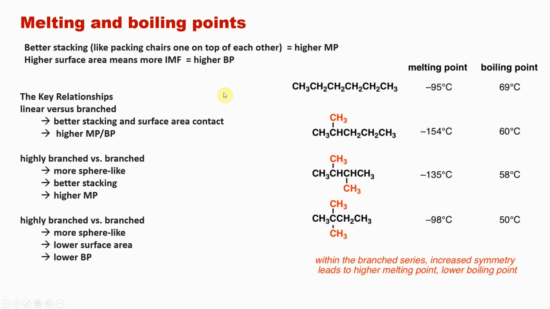Now the slide looks a little bit confusing here, but it's very simple. We are going to look at the melting and boiling point trends. Generally, better stacking means higher melting point. What it means is, for example, let's take a chair. I'm going to look at a 2-dimensional chair. When we arrange chairs on top of each other, this is called stacking. If you can stack well, the melting point will be higher.